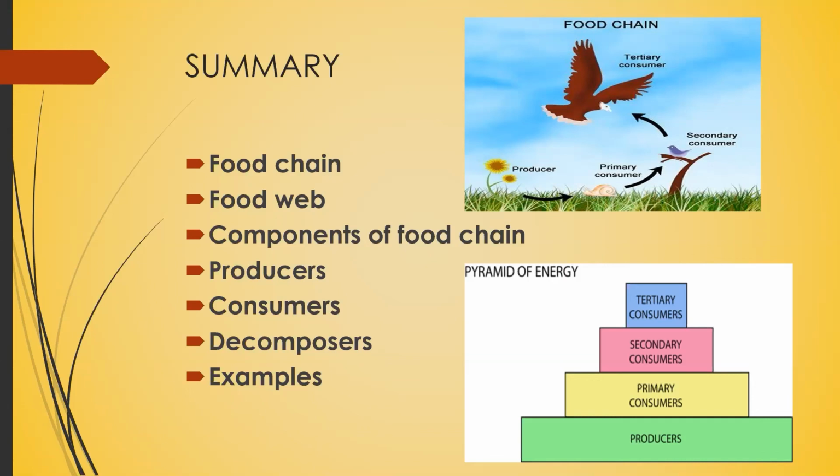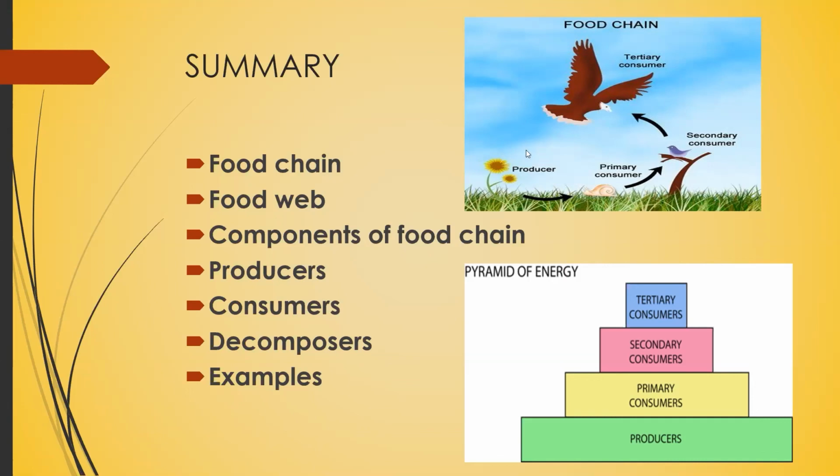Decomposers is the last component of food chain. A decomposer is an organism that gets energy and nutrients by breaking down the remains of other organisms, for example, mushrooms, earthworms, mold, and tiny algae, some bacteria, and insects. In this way, the components are discussed in food chain with the help of examples and by a video.